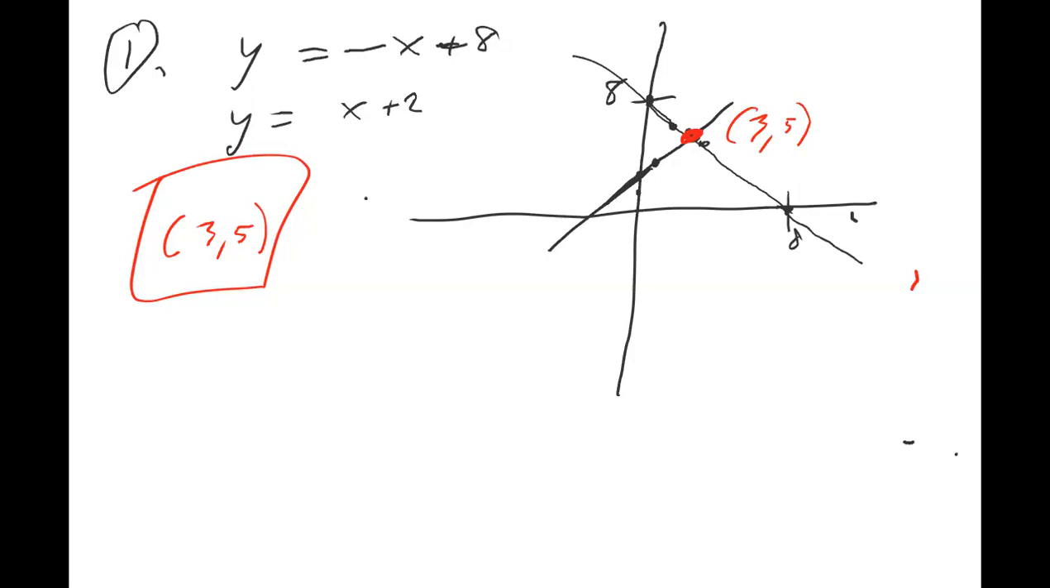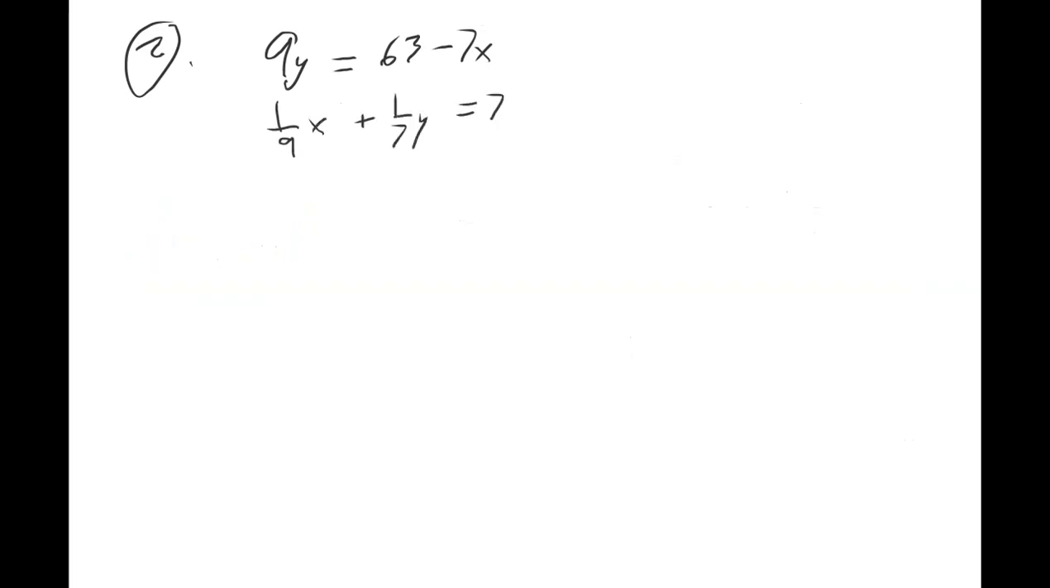Okay, now let's try problem 2. Problem 2 says that 9y equals 63 minus 7x, and then it says 1/9 x plus 1/7 y equals 7. So it says to use a substitution to find it.